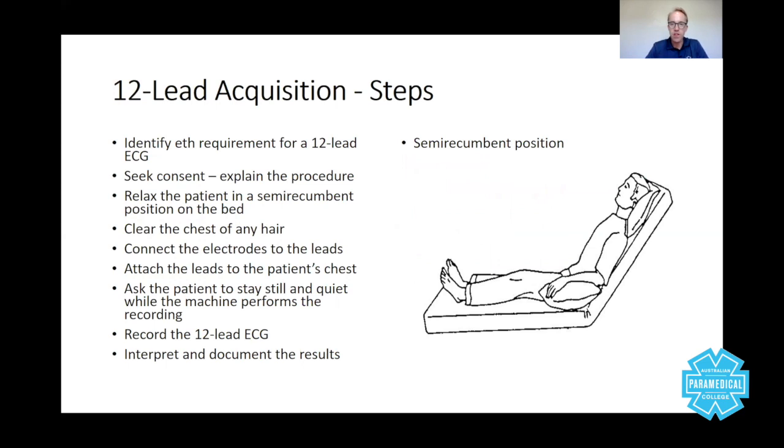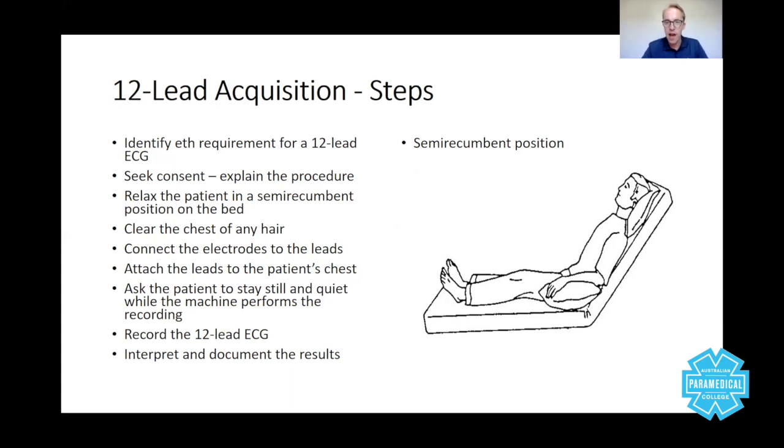Okay, 12 lead acquisition then. So we've talked a little bit about the electrodes. We've talked about the different types of leads. Now, identifying the requirement for 12 lead ECG, most patients who present with chest pains are going to get a 12 lead ECG. Now, I would go as far as to say every patient with chest pain gets it, even if the signs and symptoms look explicitly to do with a chest infection, in other words, sharp stabbing pain rather than chest tightness. So always place it on everybody.